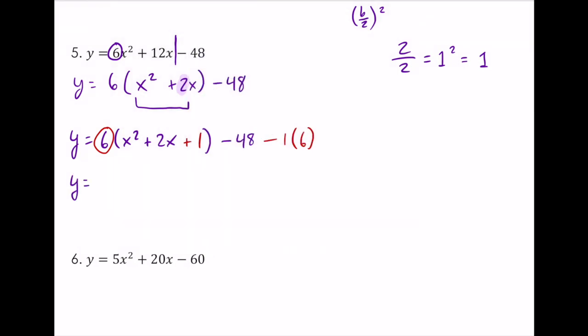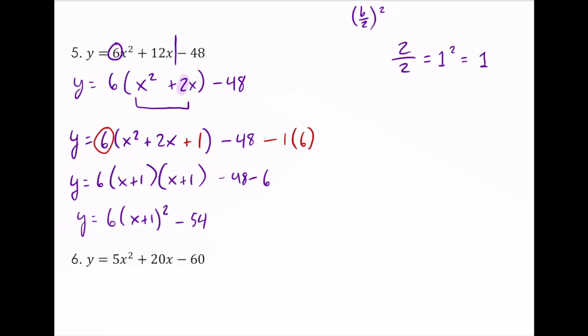So we have y equals 6. And we want to factor what's inside of this parentheses here. So x squared plus 2x plus 1, x plus 1, x plus 1. Then we have negative 48 minus 6. So let's simplify some more. We have 6. If I have two x plus 1's multiplied together, I can simplify that by just writing an exponent of 2. And then negative 48 minus 6, we get negative 54. So this is my result when I complete the square.